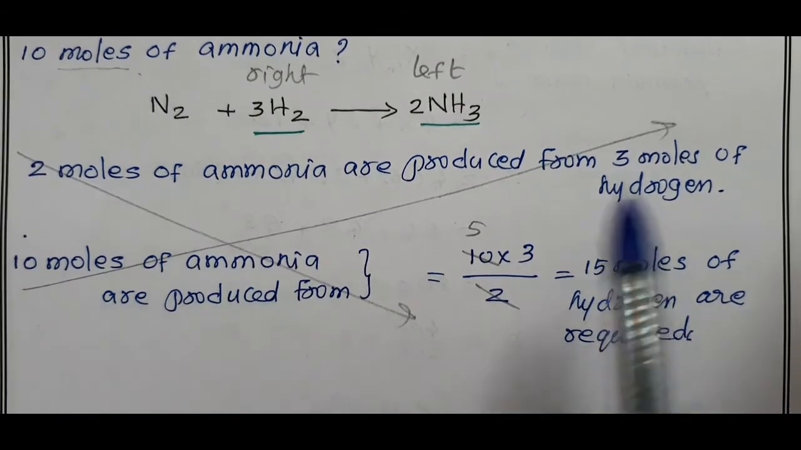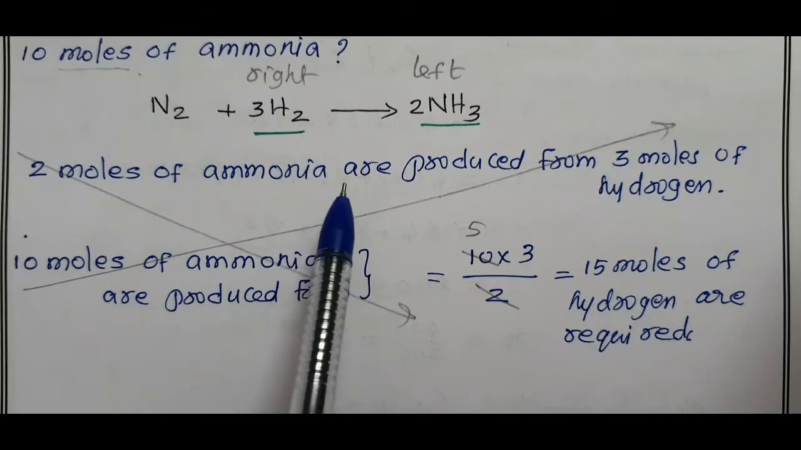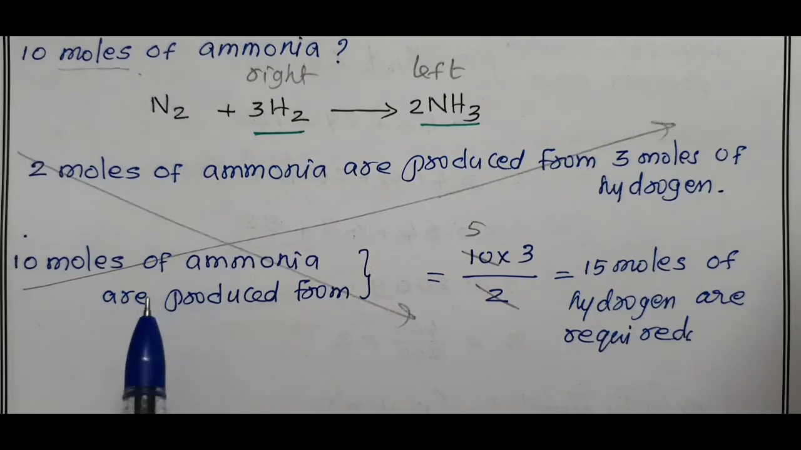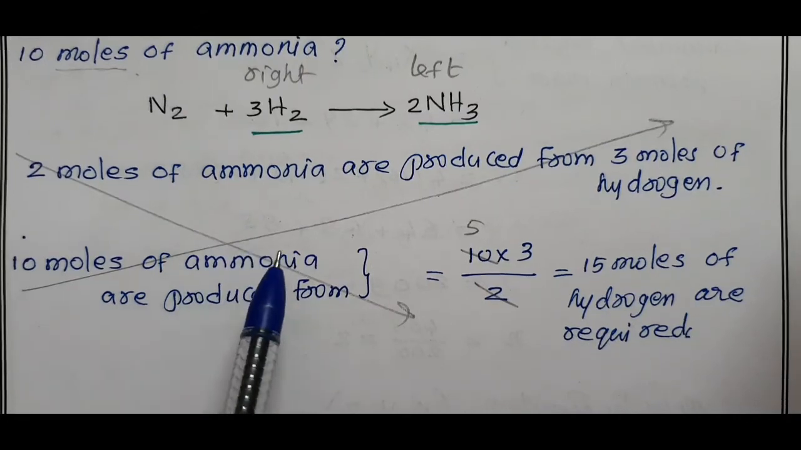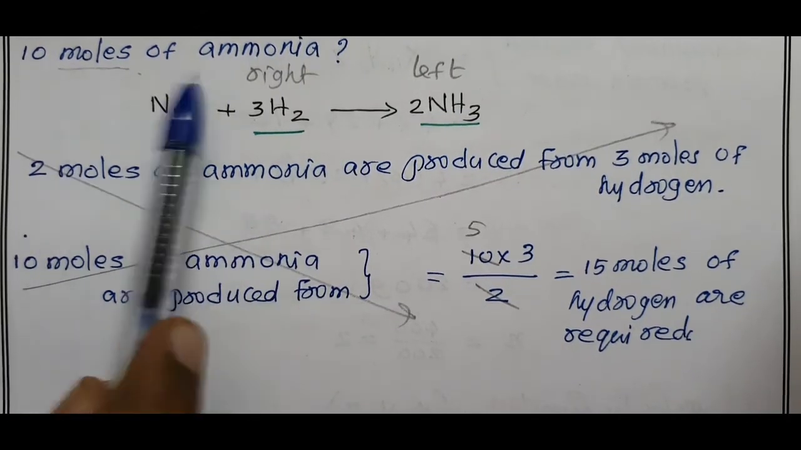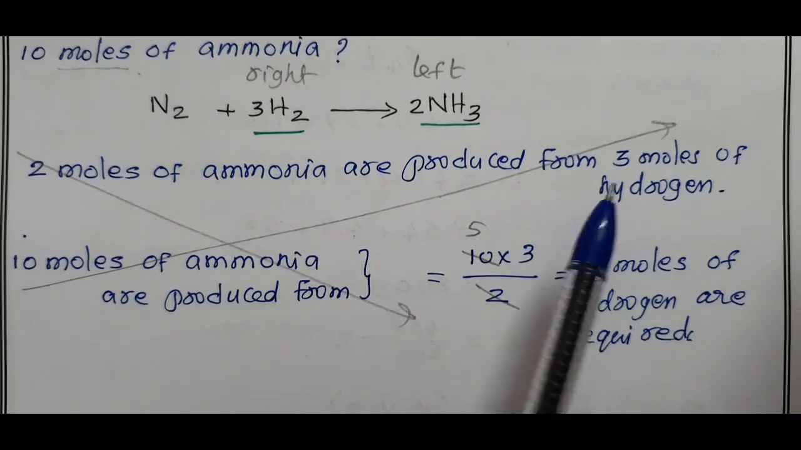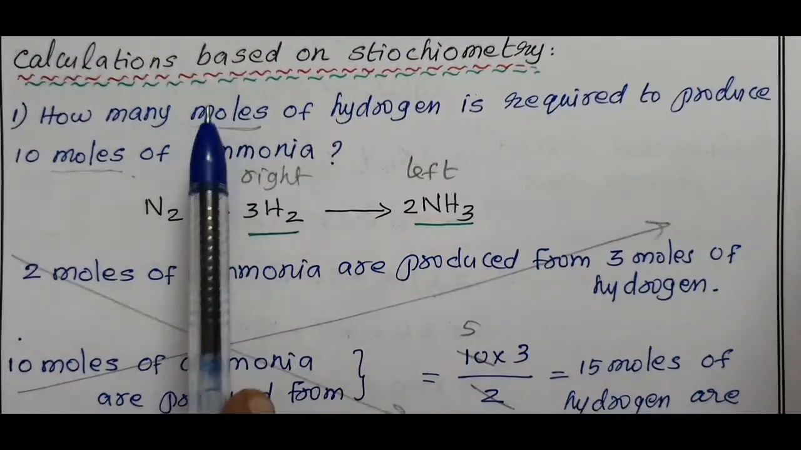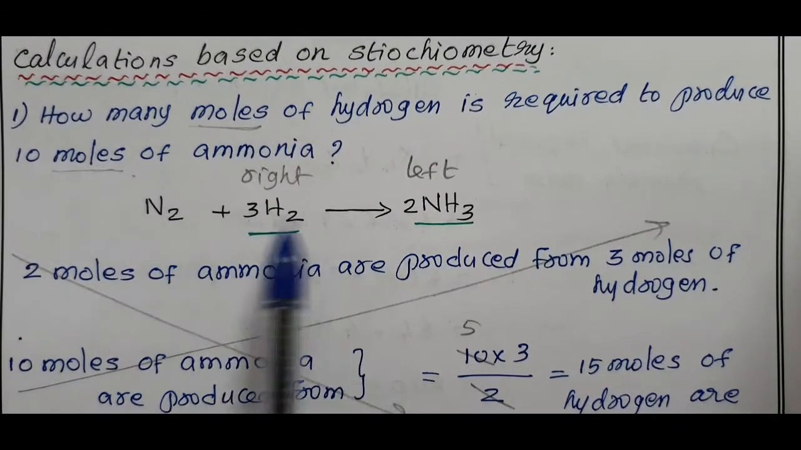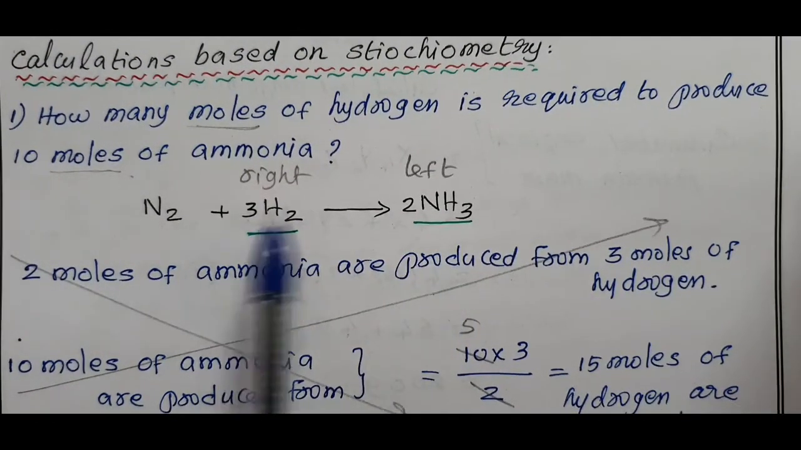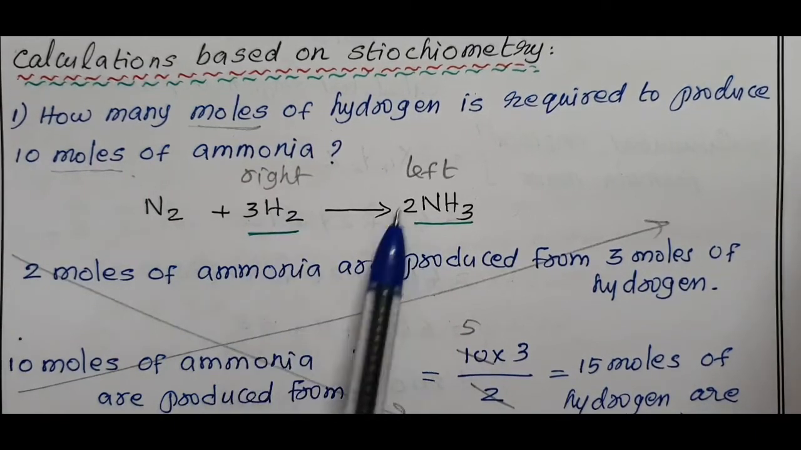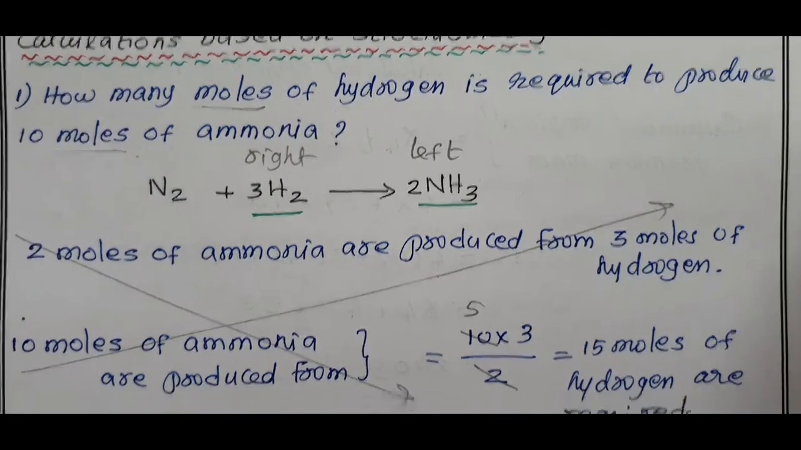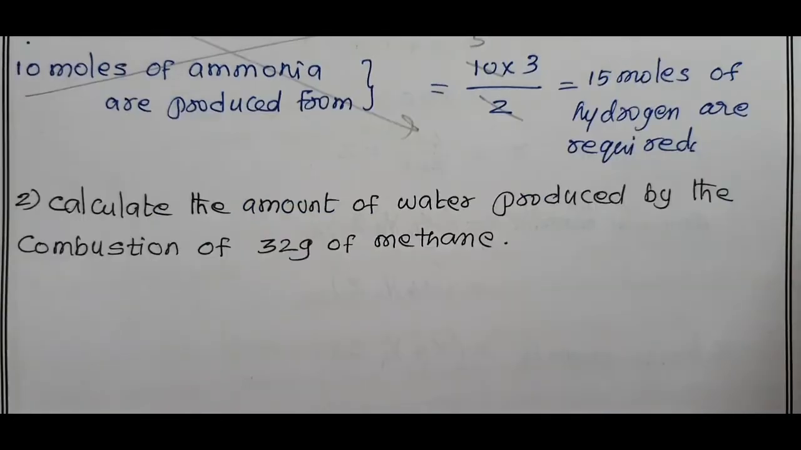So, remember this thing. First sentence we have to write from the balanced equation, stoichiometric equation. Second sentence is from the problem. Given value always in the left hand side. Then question asked value always on the right hand side. If mole is given and mole is asked, we have to write number of moles from the equation. Mass is asked means we have to calculate the mass of the reactant and mass of the product and so on. Now, come to the second problem.